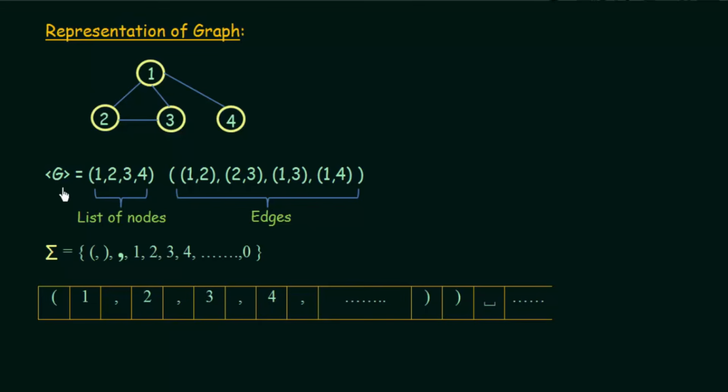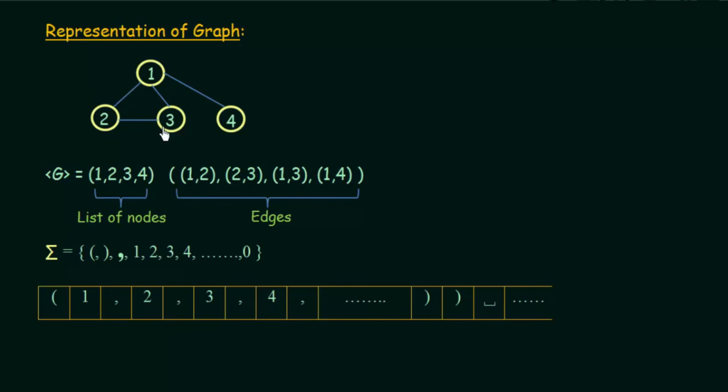And here G, which is the language, is defined using this list of nodes and the edges. So the first set represents the list of nodes. So here we have nodes 1, 2, 3 and 4. So the number of nodes or the names of the nodes will be written in this set. And then the next set represents the edges. So here we have 1, 2. There is an edge between node 1 and node 2. So 1, 2, this is an edge.